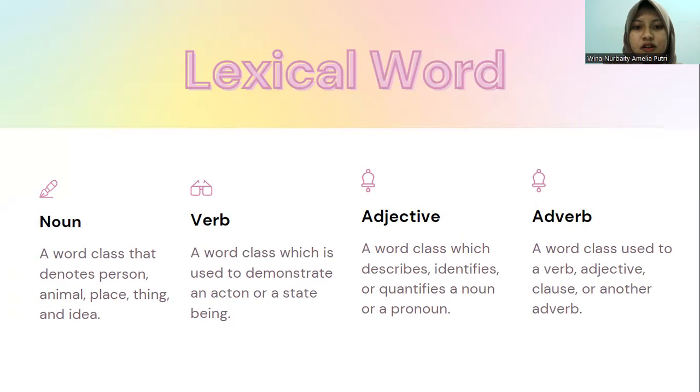Lexical words consist of four major classes, including nouns, verbs, adjectives, and adverbs. A noun is a word class that denotes a person, animal, place, thing, or idea. A verb is a word class which is used to demonstrate an action or a state of being. An adjective is a word class which describes, identifies, or quantifies a noun or a pronoun. An adverb is a word class used to modify a verb, adjectives, clauses, or other adverbs.